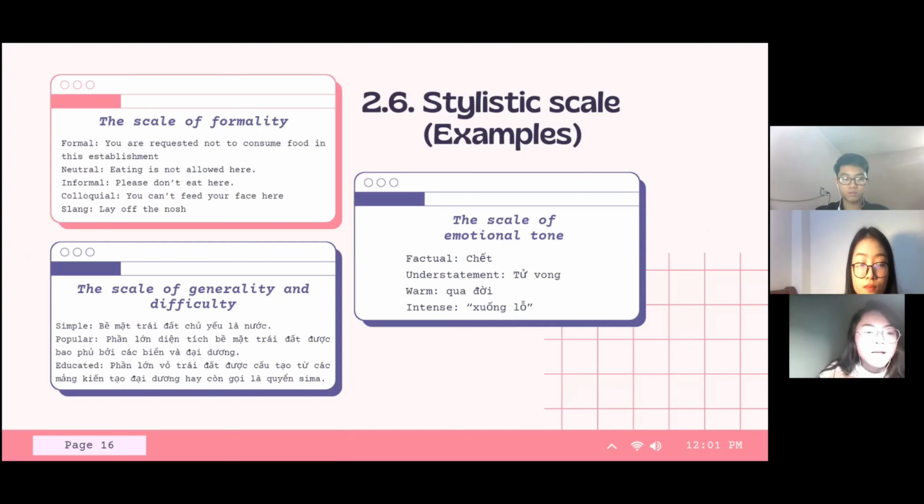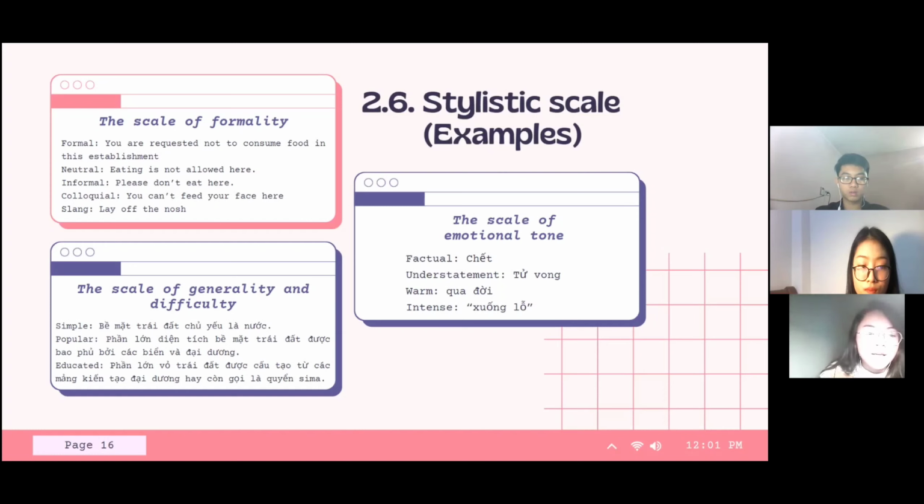And the next, the scale of generality or difficulty is how popular the vocabulary you use in the translation is. For example, you can look at this. You can see in this example, not all people know the definition of mạng kiến tạo đại dương or quyển Sima. However, most people know the ocean and sea.